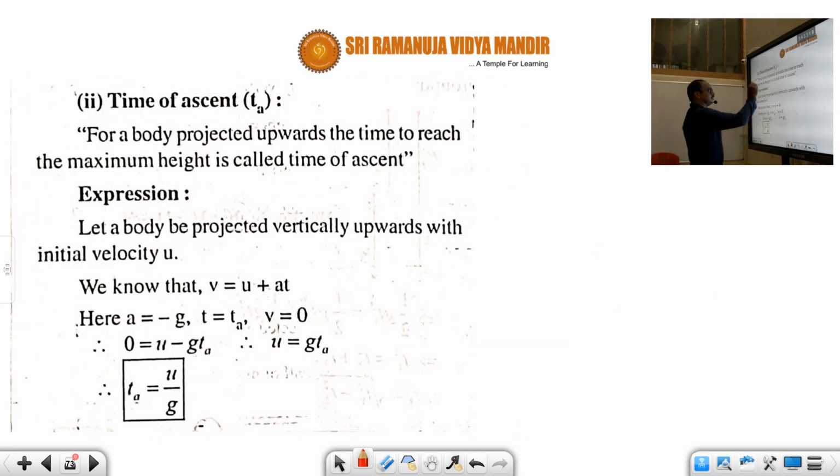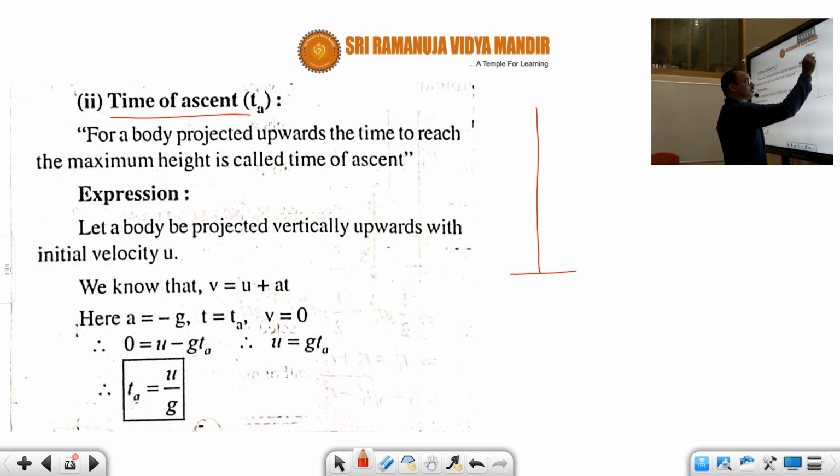And next coming to time of ascent. Time of ascent is nothing but the time taken to reach from the point of projection to maximum height. At that maximum height, what is the velocity of a vertically projected object? 0. Let us take an object thrown vertically upwards with velocity u. Then the time taken to reach the maximum height is equal to the time of ascent.